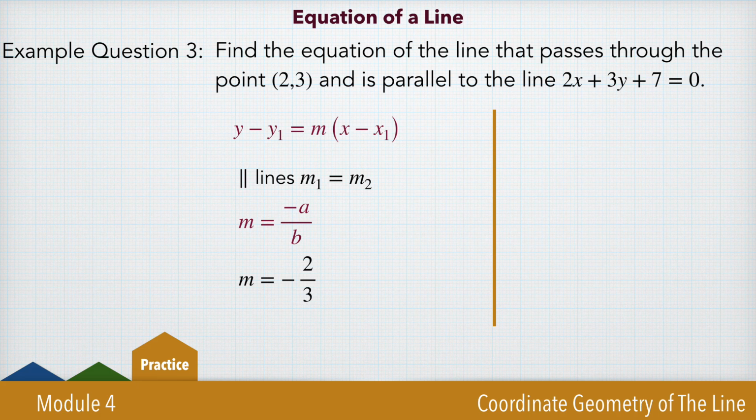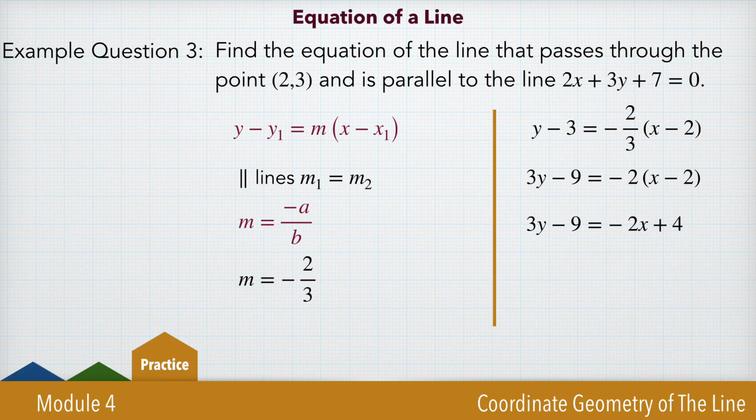Substituting everything gives us y minus 3 is equal to minus 2 over 3 by (x minus 2). The denominator of 3 on the right-hand side of the equation can be brought over the equal sign and multiplied by the left-hand side. This gives us 3y minus 9 is equal to minus 2 by (x minus 2). We must simplify and remove the brackets, and then we will rearrange to give our answer in the format ax plus by plus c equals 0.